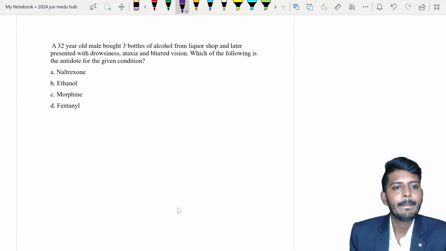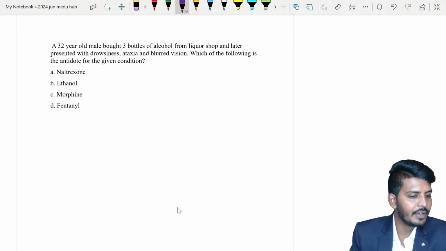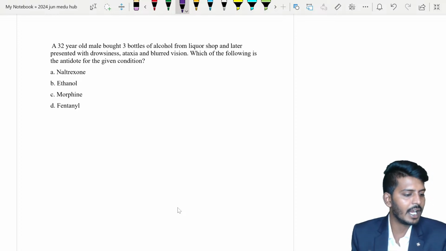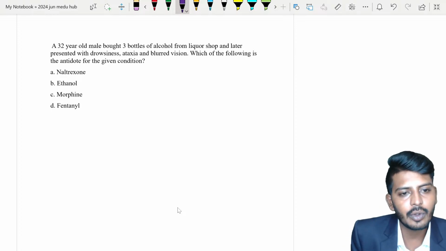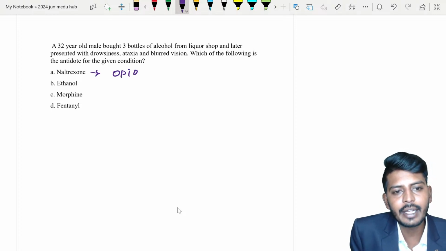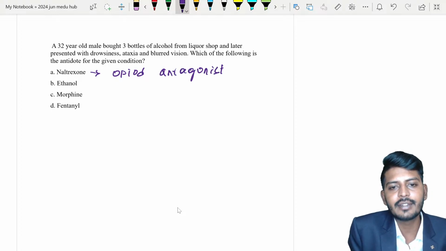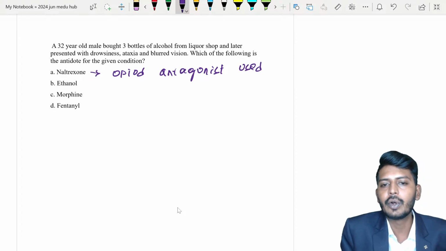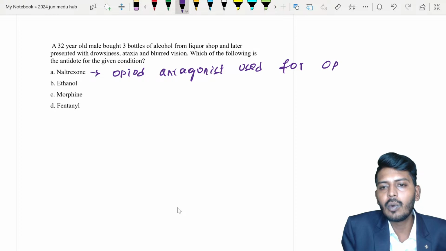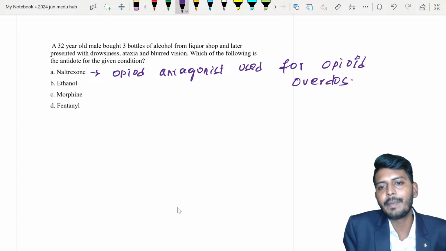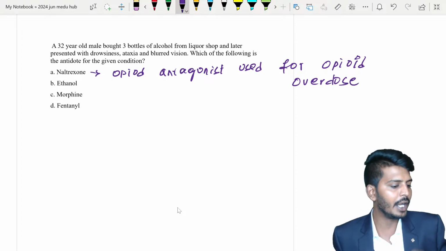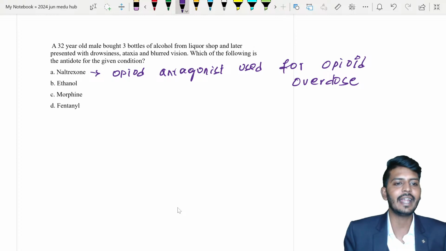Come on, tell me. A 32-year-old male brought to the hospital after drinking 3 bottles of alcohol. Yes, the answer is not A. Not A, sir. ये गलत हो जाएगा. Remember, naltrexone is an opioid antagonist used for opioid overdose. गलती से भी ये mark मत करके आना. Please remember, used for opioid overdose. So your answer B is correct.